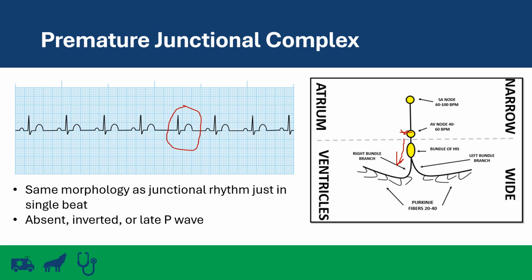So PJCs, or premature junctional complexes, are essentially single beats of junctional rhythms. And we will have either an absent, an inverted P wave with a short PR interval, or a late P wave. So here we have a single PJC. We have sinus rhythm with a PJC. And remember that PJCs will have a narrow QRS, and they will either have absent, late, or inverted P waves.